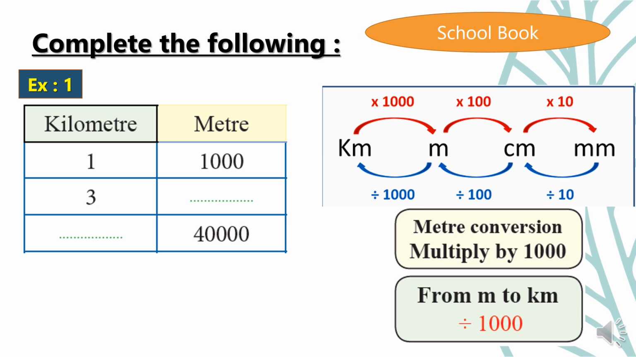Here let's start. We have 1 kilometer equals 1000. What about 3 kilometers? It equals 3000. What about 40,000 meters? That means from the small unit to the biggest one. Let's divide by 1000 and cancel the 3 zeros, so the answer will be 40 kilometers.